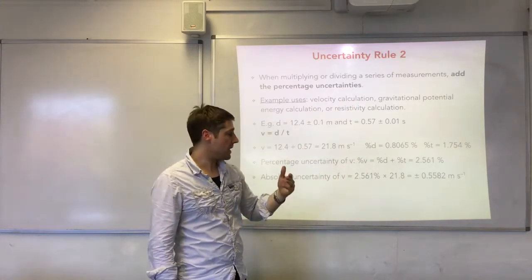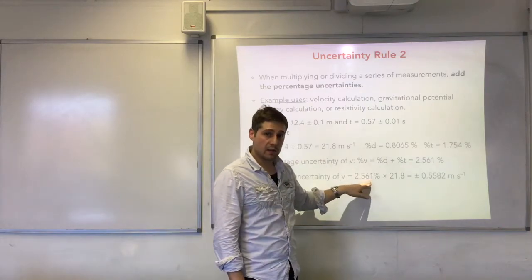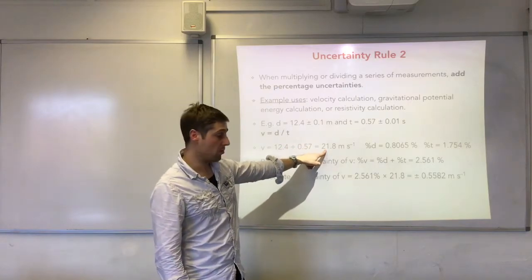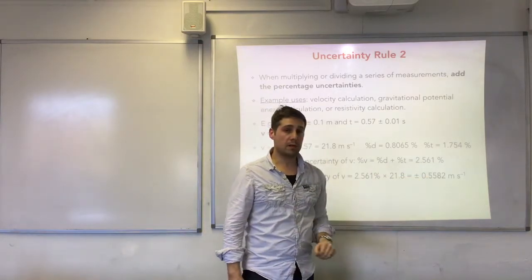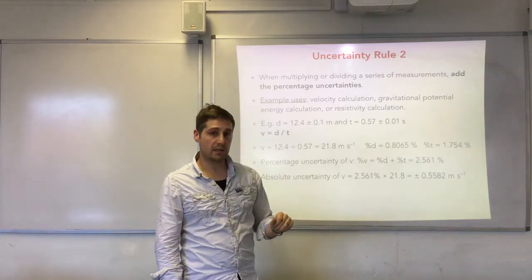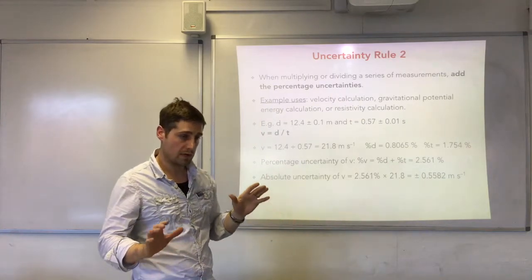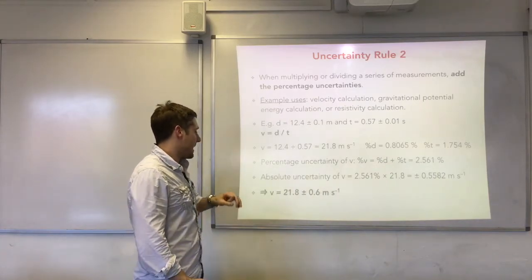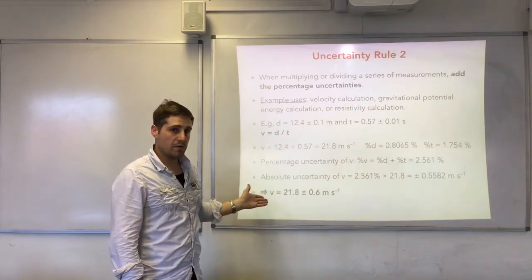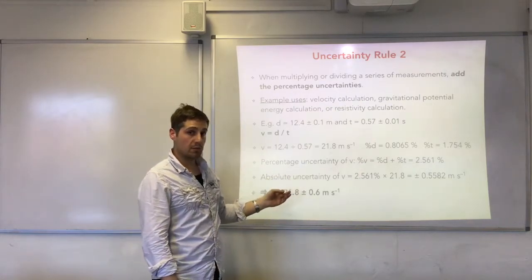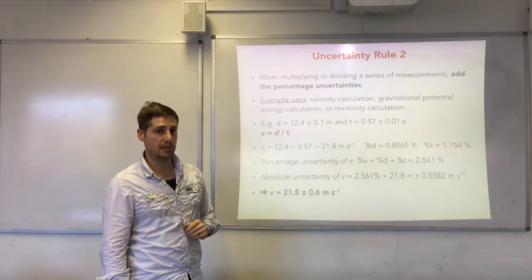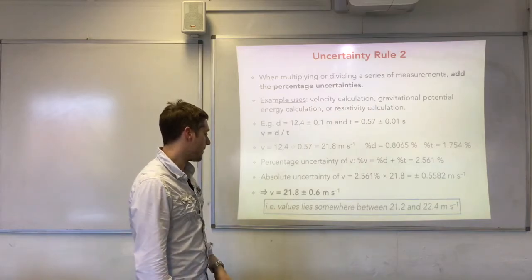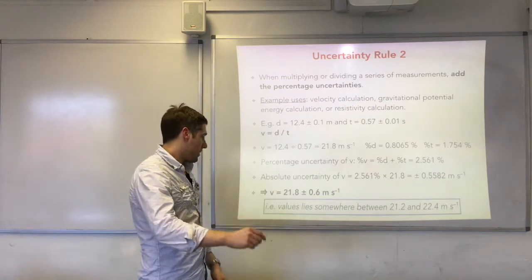However, if you need to know the absolute uncertainty, then you take the percentage uncertainty, multiply it by the value that you calculated, that's 21.8, and that gives me plus or minus 0.5582 metres per second. That's for the absolute uncertainty of V. So now I can state that the value of V is 21.8 plus or minus 0.6 metres per second. And you notice I've rounded up to 1 decimal place there, or 1 SF. And I will explain that in a moment.